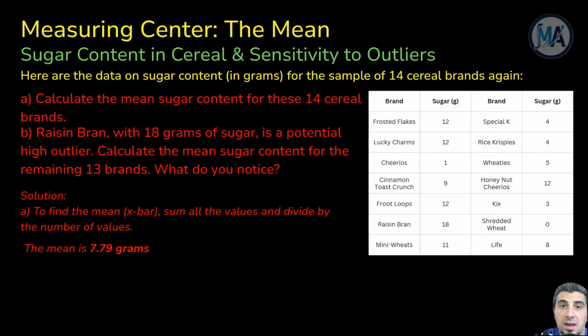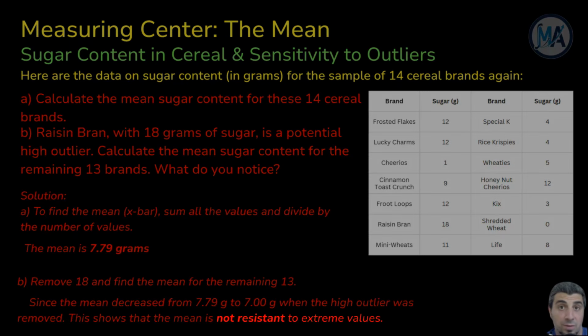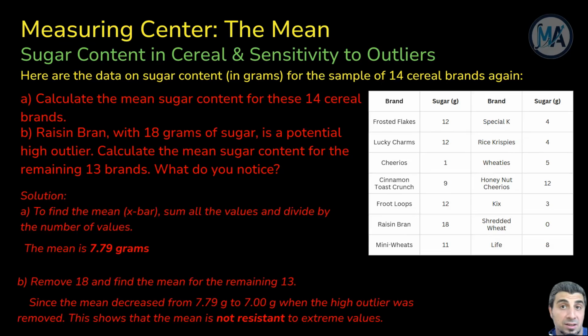Now here's the key AP Stats concept. Look at part B. Raisin Bran has 18 grams of sugar, much higher than the rest. What happens if we remove that high value? When we remove that high value, now we're down to 13 brands. So we add those 13 up, which drops the total to 91, and then divide 91 by 13. Our new mean is 7 grams. Notice how that single high value pulled the mean up from 7 to 7.79. This is why we say the mean is not resistant to extreme values or outliers, whereas the median stays stable.